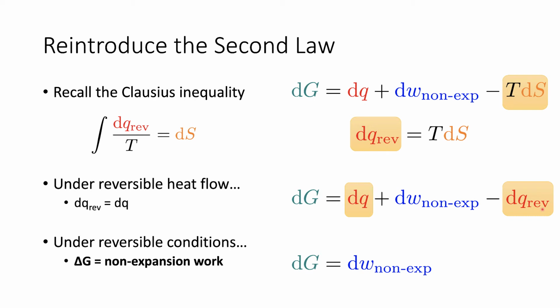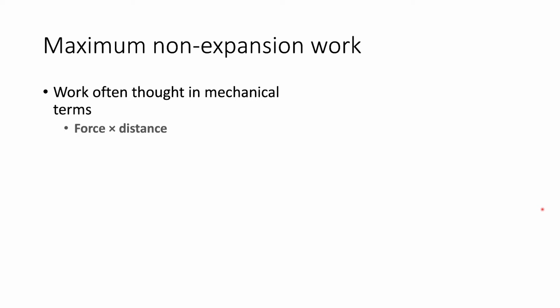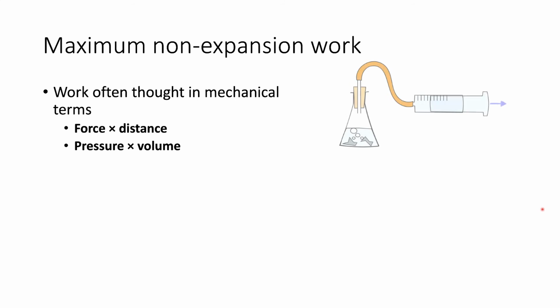So what is this non-expansion work? Well, we often think of work in mechanical terms. So in physics classes, you'll have thought about it in terms of force times distance. In chemistry, we spoke about pressure times volume. You can think of a force being applied here. But both of these are mechanical, and particularly pressure times volume is an expansion work. But we want to consider chemical work. We can use that energy to do so much more than just expand pistons and cylinders.